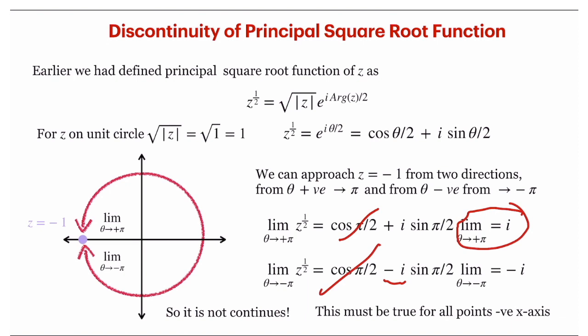So it may be true from all points on the negative x-axis, because the limit is coming from the positive pi and negative pi, and then you would see it becoming discontinuous. All along the negative x-axis you would see that this function is not continuous.